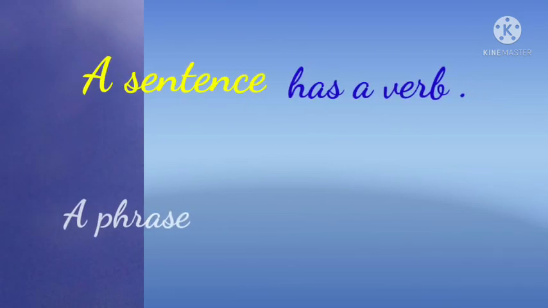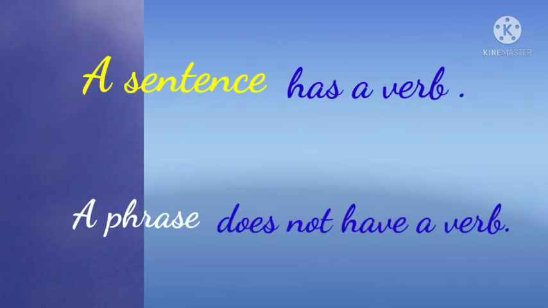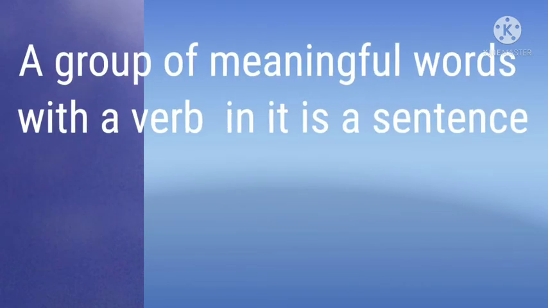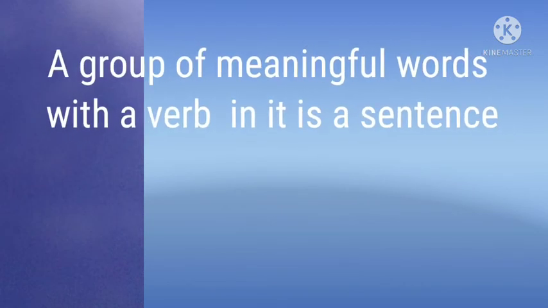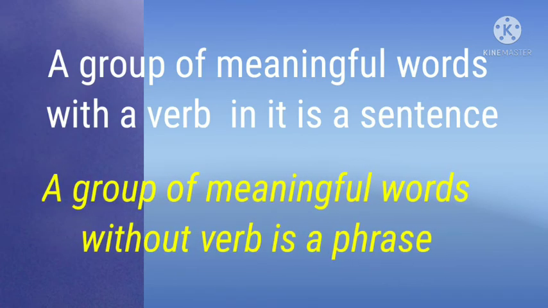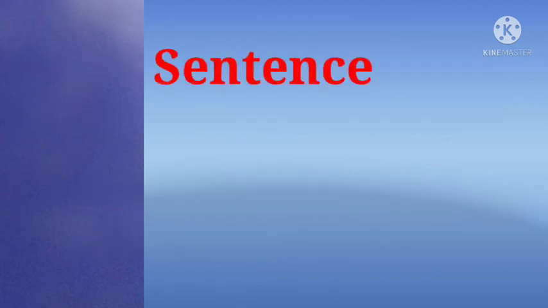Now, what is the distinction between a sentence and a phrase? A sentence has a verb. A phrase does not have a verb. In other words, a group of meaningful words with a verb in it is a sentence. A group of meaningful words without a verb is a phrase.